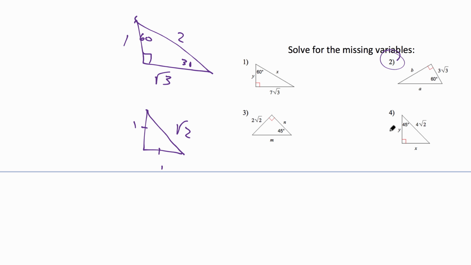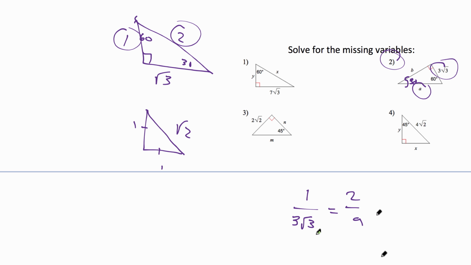So I'm going to look at number 2. Across from the 60, this angle here would be a 30. So across from 30 is 3 radical 3. So in this triangle, across from 30 is a 1. So 1 is to 3 radical 3 as, and we'll solve for a first, that's the hypotenuse, 2 is to a. Those are both the hypotenuse. And now it's just a cross multiply thing. So when we cross multiply, we get a equals 6 radical 3.